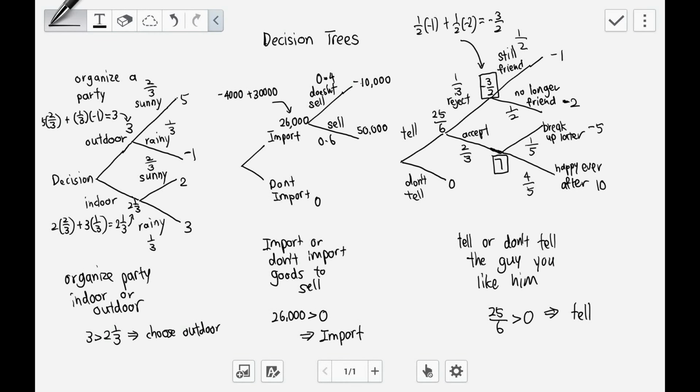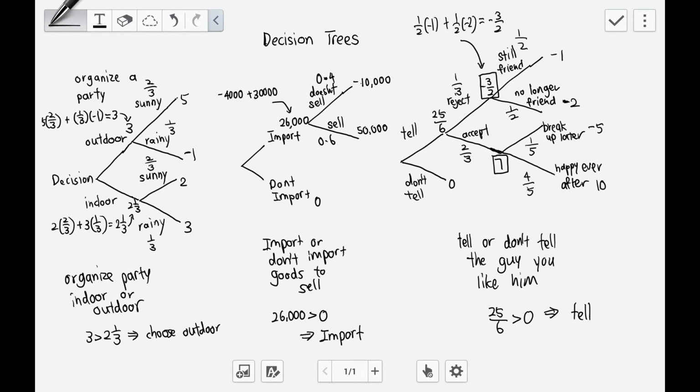Okay, so this is a video on how to make decisions using decision trees. Decision trees are useful when you know what the reward associated with your decisions is, and you also know the probability of each outcome.